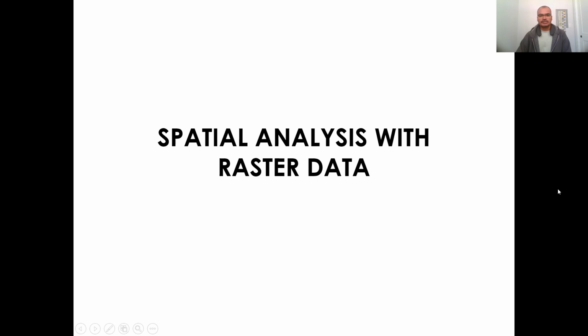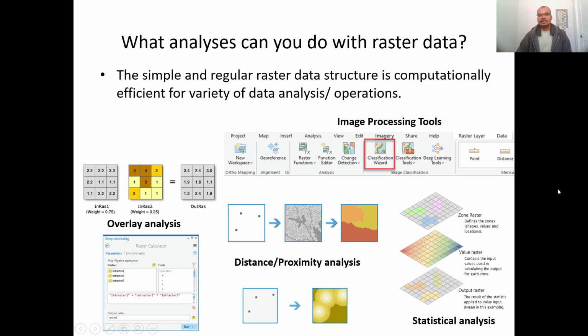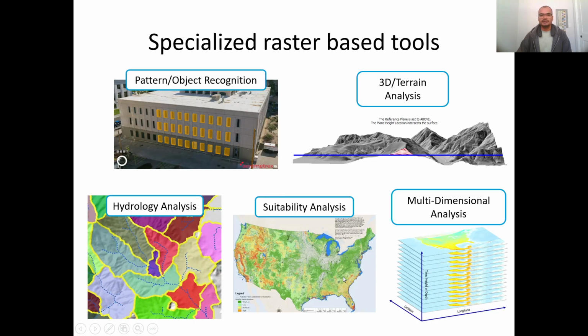In this lecture, we are going to discuss spatial analysis with raster data. We all know that raster data includes aerial photographs, digital elevation models, and scanned maps, which is constructed in the form of pixels. With the help of these raster pixels, we can do a computationally efficient variety of spatial analysis using image processing tools, overlay tools, distance and proximity tools, even statistical analysis tools.